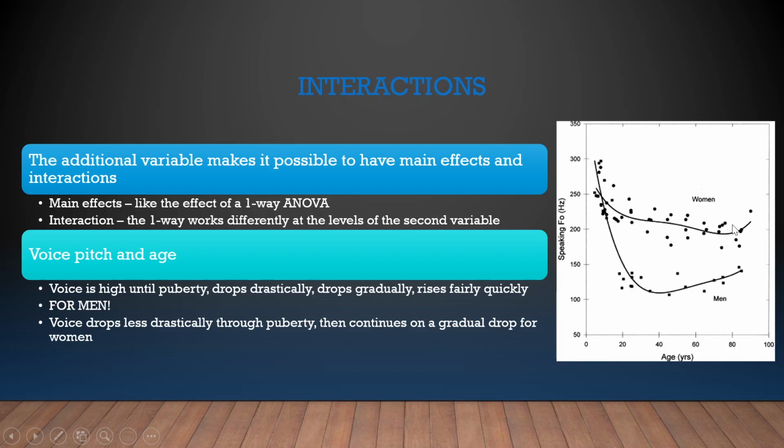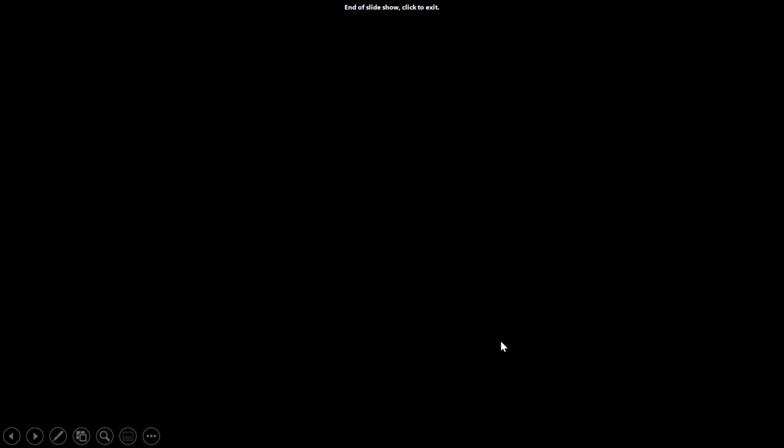There is an interaction here. Age does not tell the whole story. Gender, or sex rather, does not tell the whole story. You need sex and age to describe what's going on with vocal pitch. And then for some reason over here, it looks like women's voices curve back up, but there's this one data point here that looks like the effect of an outlier. It shouldn't really do that, but anyway, so that's a two-way ANOVA.